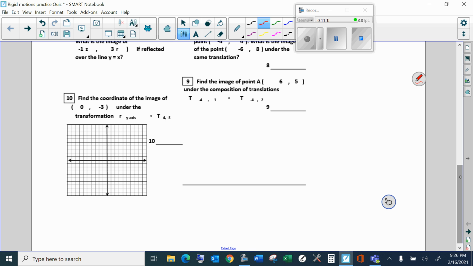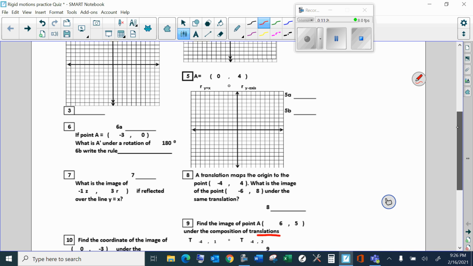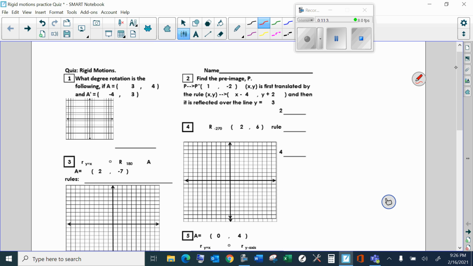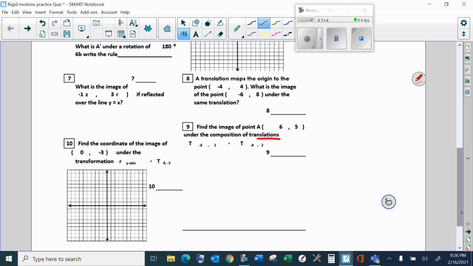Find the image point 6, 5 on the composition of translations. So it tells you both these are translations. So that's what T stands for, translation. So this is just another way of writing. Remember, this is how the DCAS. Do I have a translation rule written here? Here we go. This is, see, translation. This is how the DCAS wants to see their translation rules written. Okay, not long way like that. But this is the function notation way, much quicker and simpler. But they don't put that on the DCAS in that form.